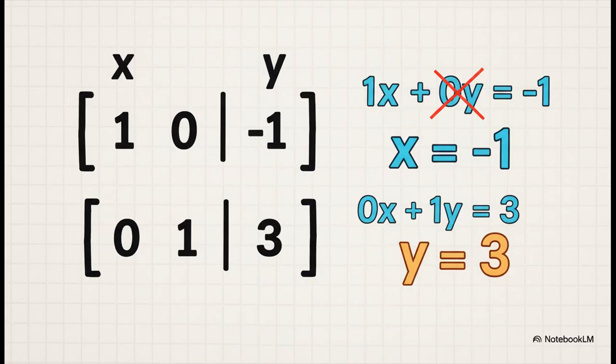So what does this beautiful final matrix actually tell us? Well, remember, the top row is our x equation. It says 1 times x plus 0 times y equals -1. In other words, x equals -1. The second row says 0 times x plus 1 times y equals 3, or simply y equals 3. The solution is right there, clear as day. No more algebra, no more substitution, just the answer.